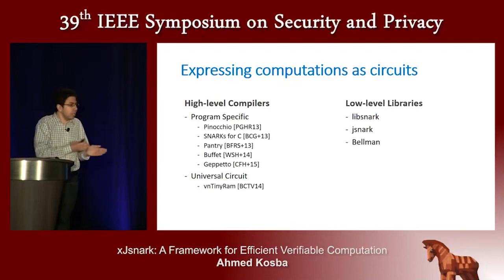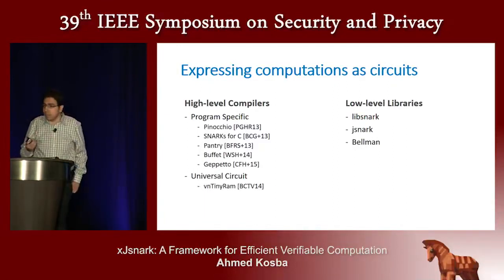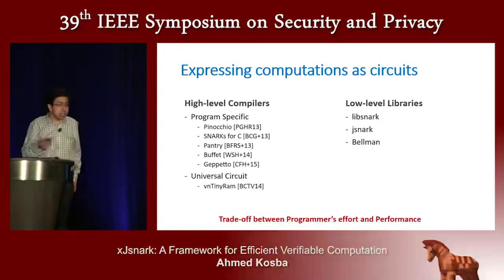The other one is the low-level libraries, or manual libraries, where the programmer has to construct the gadgets manually and write the constraints manually. And these low-level libraries are preferred when we write performance-critical applications. Basically, choosing between both of these kinds is a trade-off between the programmer's effort and performance. For many of the performance-critical applications, the low-level libraries were actually used.